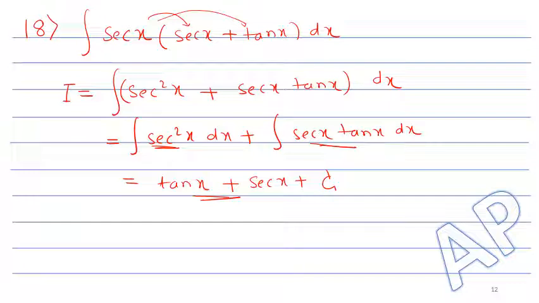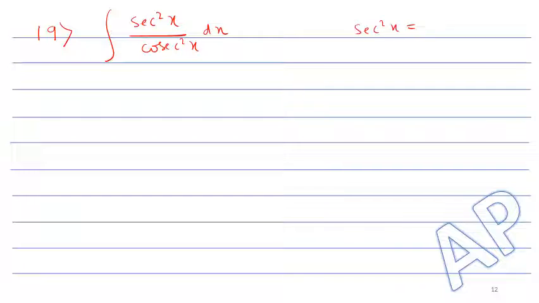Now you can look at question number 19. That is integral secant square x divided by cosecant square x dx. We have to integrate secant square x by cosecant square x. So we know that secant square x is 1 by cos square x. That is, cos square x and secant square x, or cos x and secant x, are reciprocals. Similarly, cosecant x is equal to 1 by sin x, or sin x is equal to 1 by cosecant x.